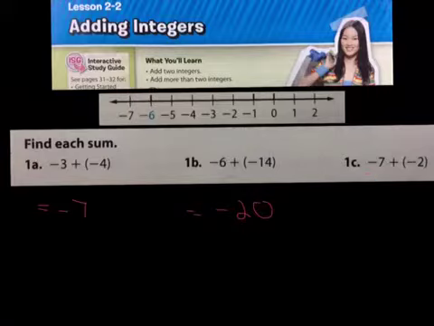And then here we have -7 and -2. As most of you have figured it out already, we have -9.